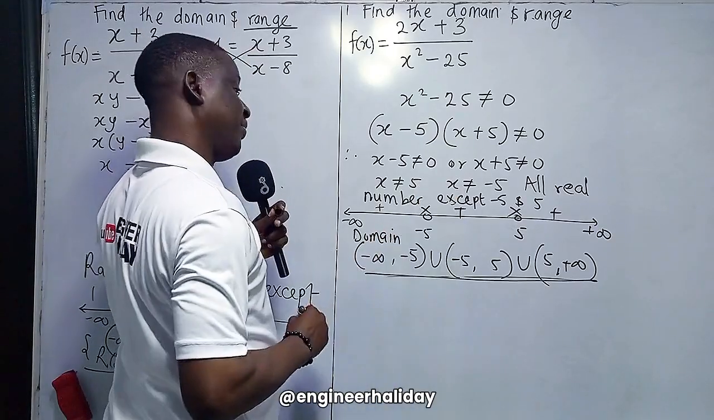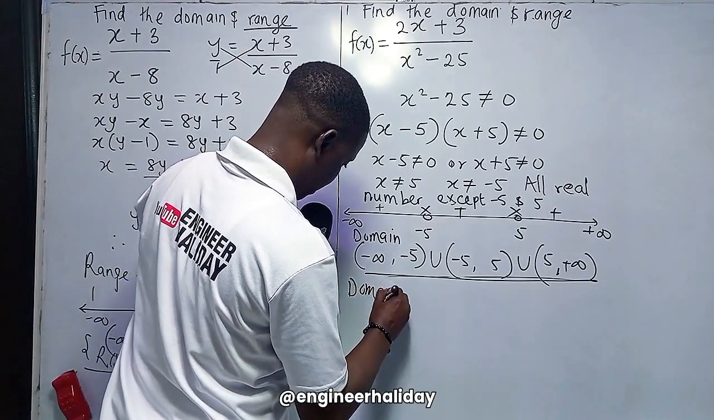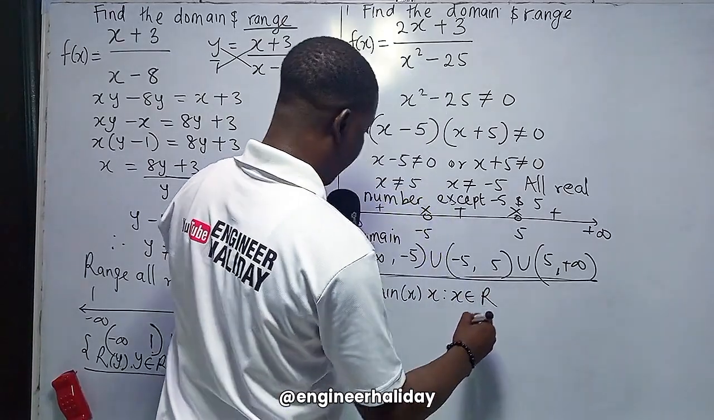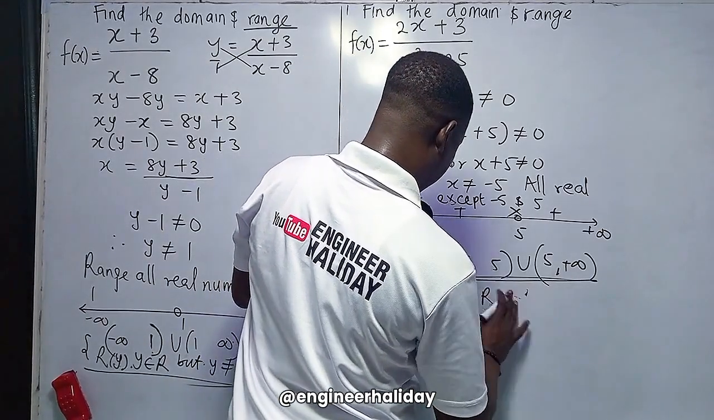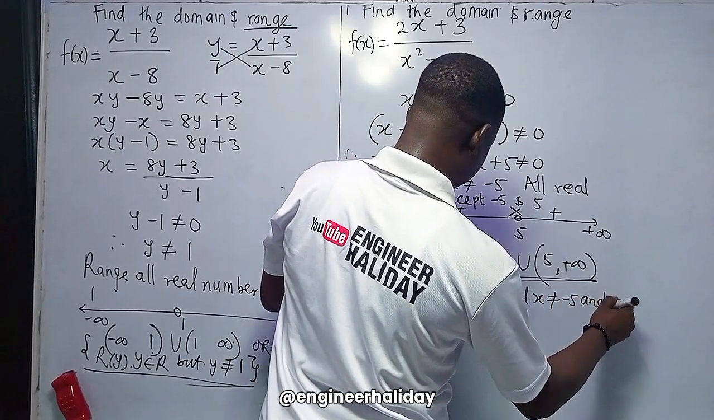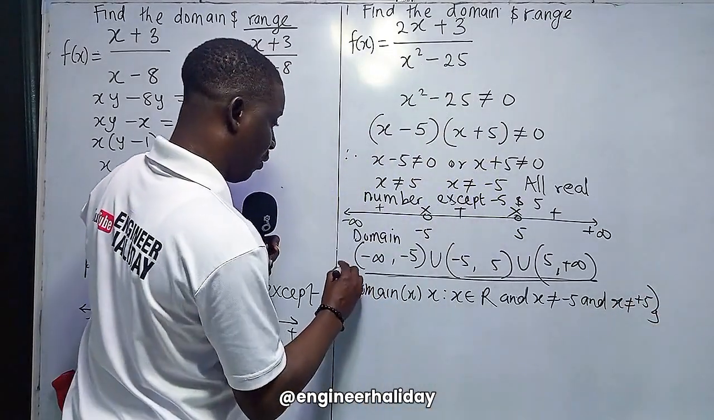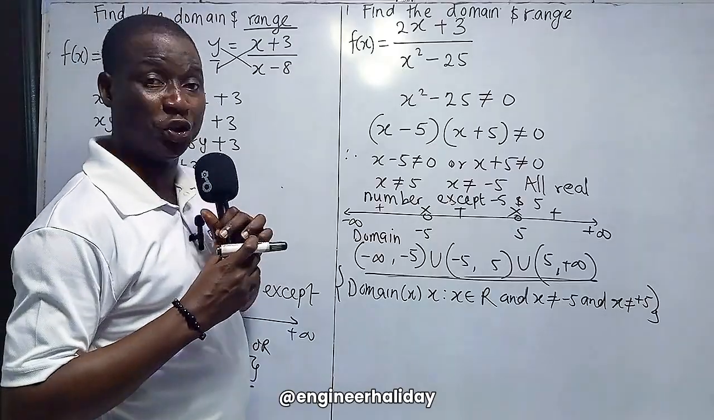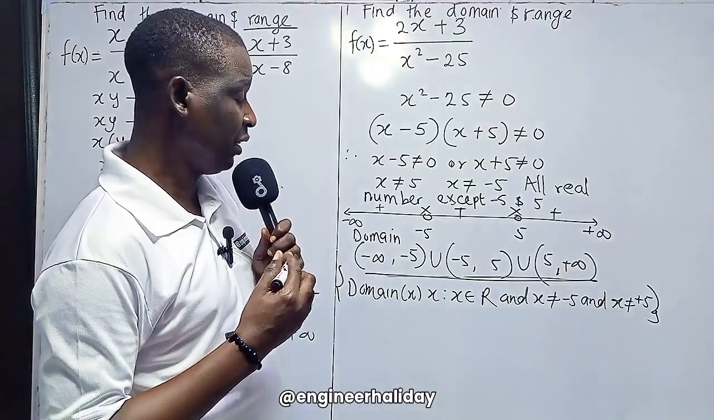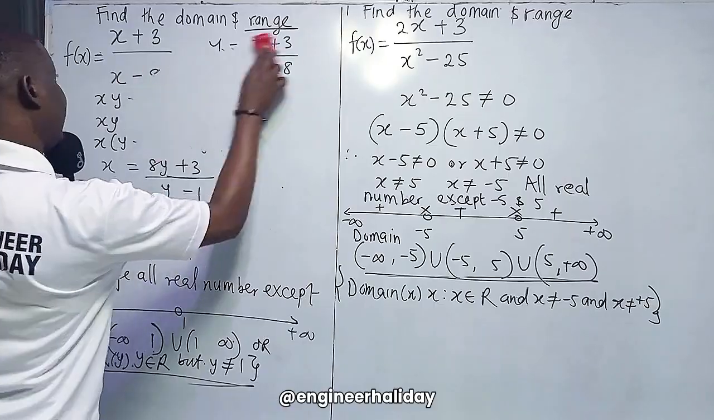So you can also say this is also correct. You can say the domain is x such that x is an element of real numbers, but x is not equal to minus 5, and x is not equal to plus 5. So this one can be our answer for domain also. It depends on the interpretation of the question. Now let us go to the last part, which is the range of that function. I can clean this.